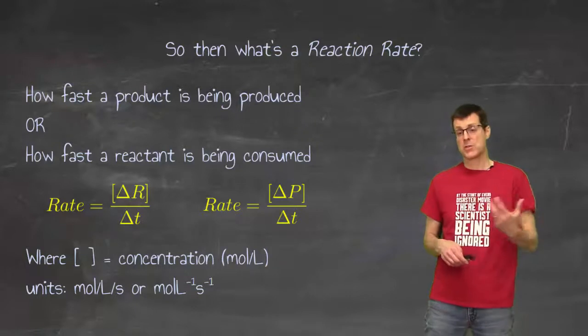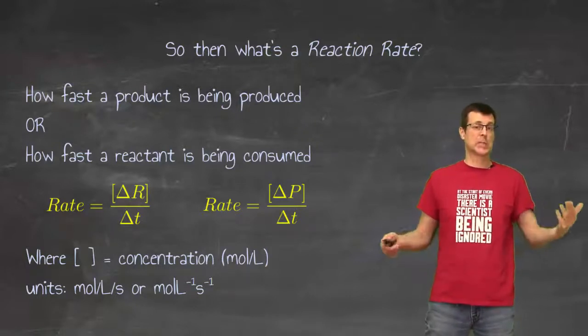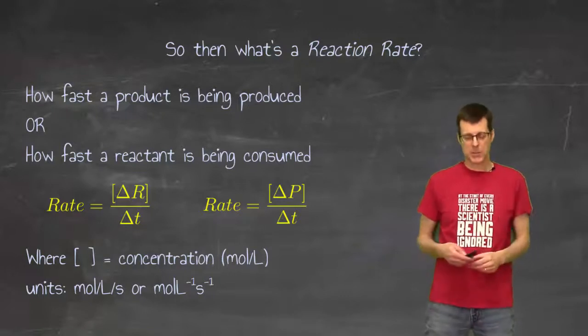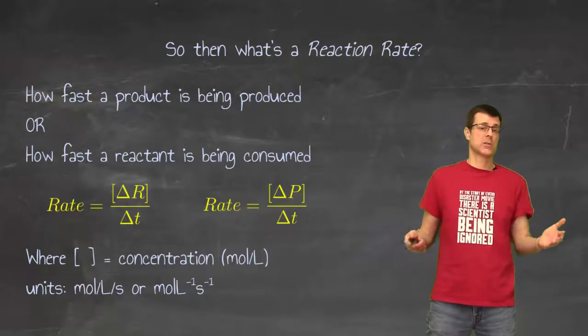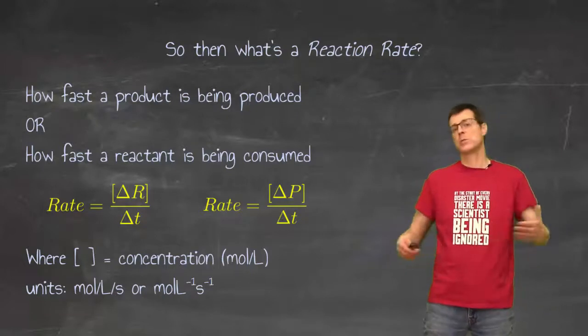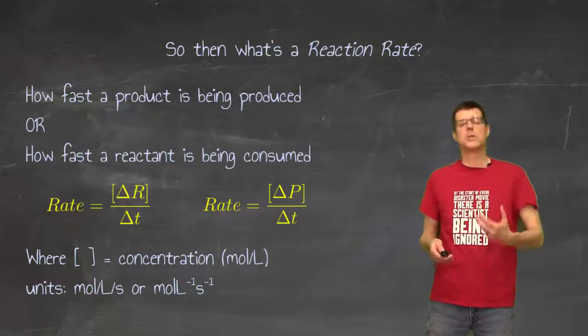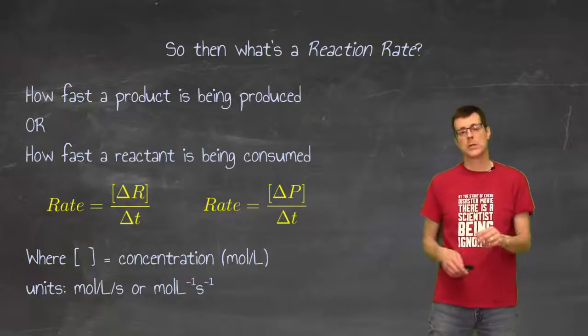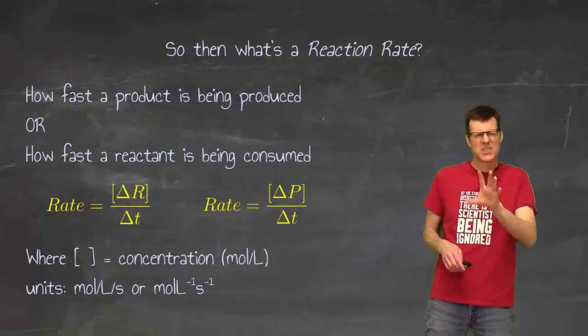If concentration is in moles per liter and time is in seconds, it's moles per liter per second, which I can express in a couple of different ways. Now, it doesn't have to be moles per liter per second. Some reactions, maybe it's moles per liter per minute or moles per liter per hour. Or if you were measuring a gas, maybe it's the volume that's being produced, and we're probably going to do one of those in class.